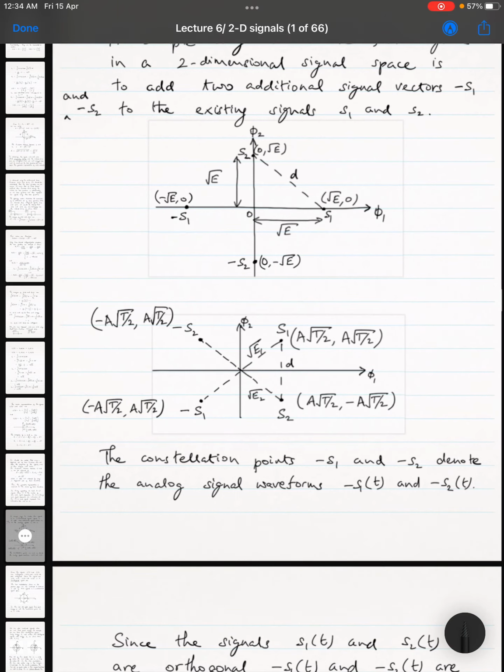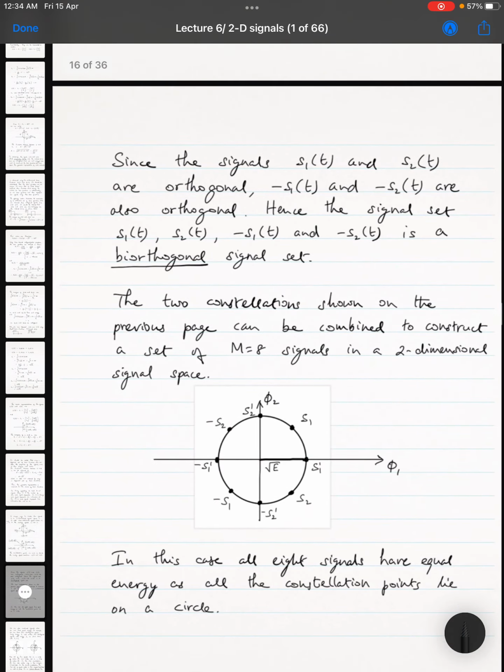And then we have the second representation where the points lie 45 degrees between the two axes, okay? And we can basically combine these two representations. So I can take this representation where the signals lie on the axis and this representation where the signals lie at 45 degrees between the axes, and combine the two to get a set of 8 signals, and that will give us an M-ary signal with M equal to 8.